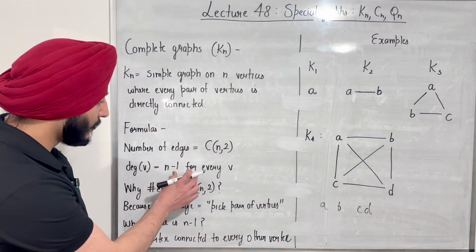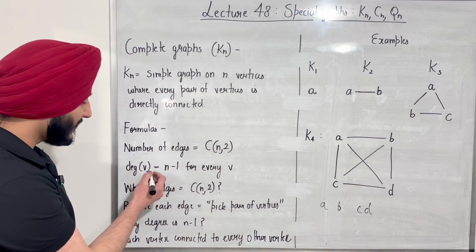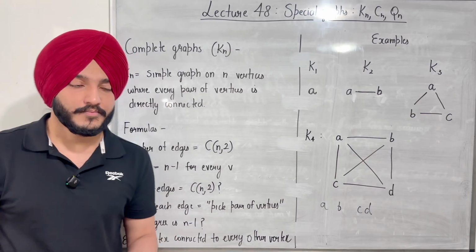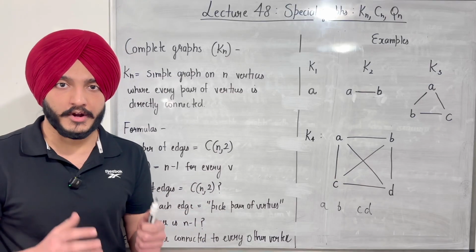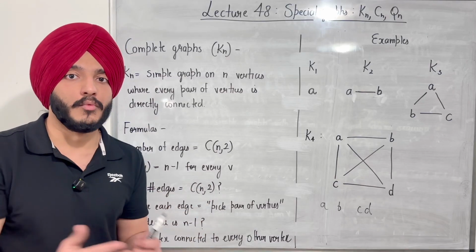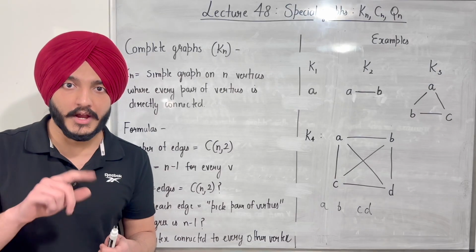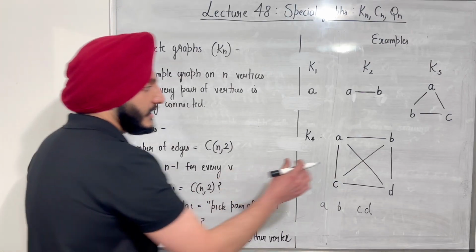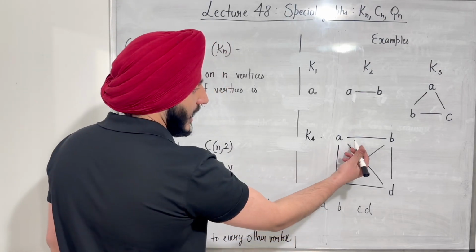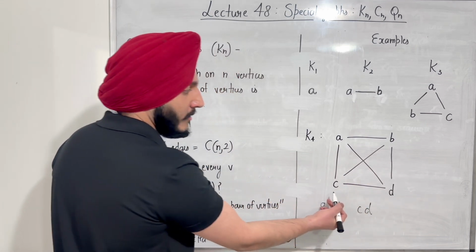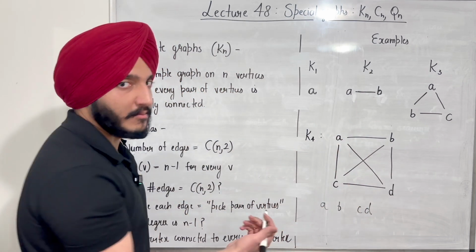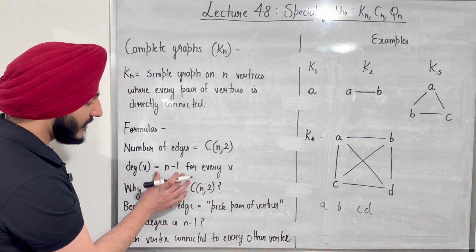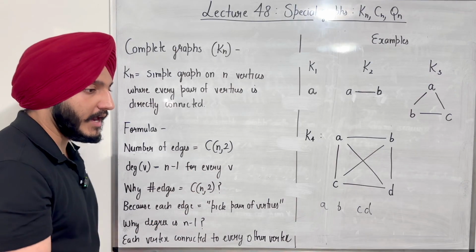So the degree is equal to n minus 1 for every vertex v. Now, why is the degree of every single vertex n minus 1? The idea in this graph is that whatever vertex you have, you connect it to every other vertex. But since it's a simple graph, you can't make a loop back to the vertex itself. In this example, I've connected A to B, A to D, and A to C, but I cannot have a loop around A because this is a simple graph. That's why every single vertex has a degree n minus 1, because you cannot connect it to itself.